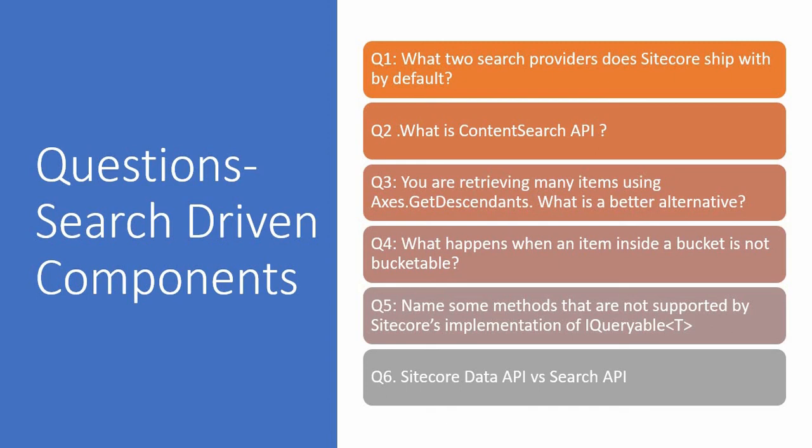The last question is, name some methods that are not supported by the Sitecore implementation of IQueryable. You are using LINQ queries. So what are those methods which are not supported by the Sitecore implementation? You should be aware of that.